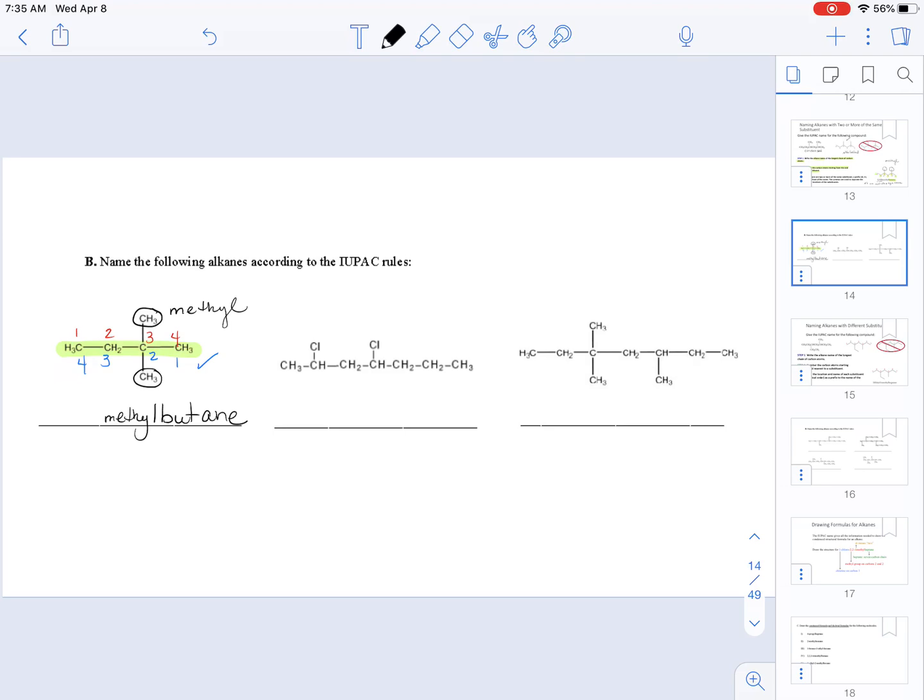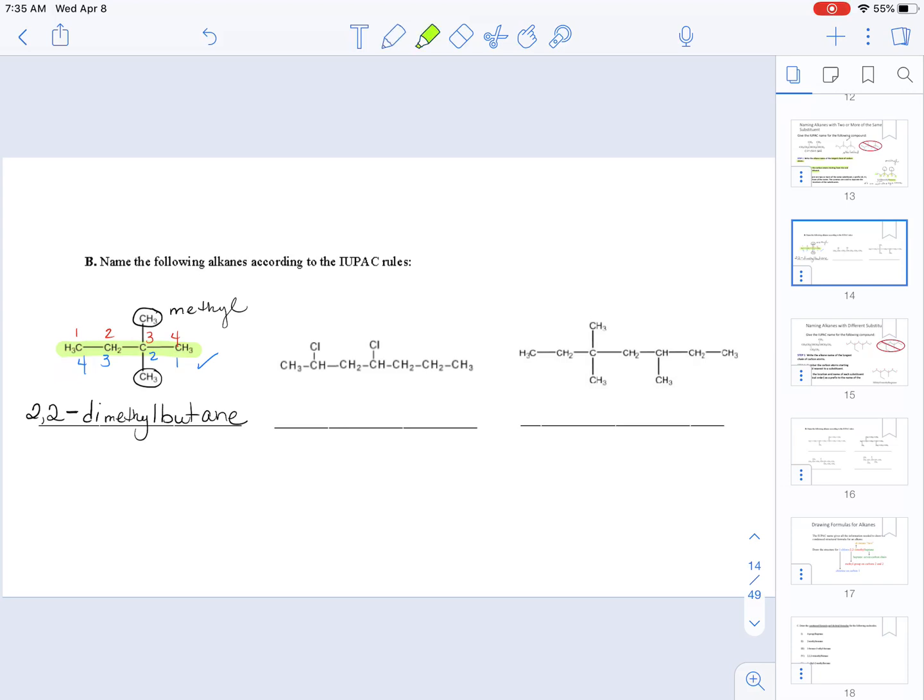Okay. I need to write down a prefix that symbolizes how many methyls I have. Since there are 2, we're going to add the prefix di. And then we write down that they both live on carbon 2, so we're going to say 2, comma 2. Because we are separating numbers and words, we put a dash: 2,2-dimethylbutane.